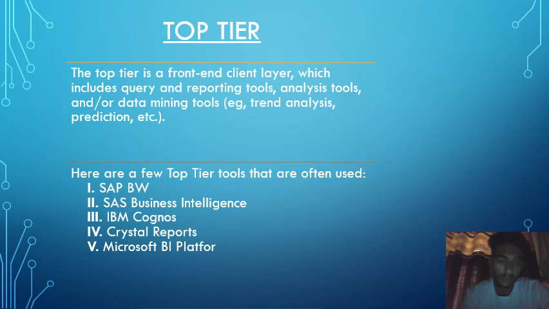With this we have learned all the three tiers, that is top tier, middle tier, and bottom tier, which together are called three-tier architecture for the data warehouse. This is the end of the presentation.